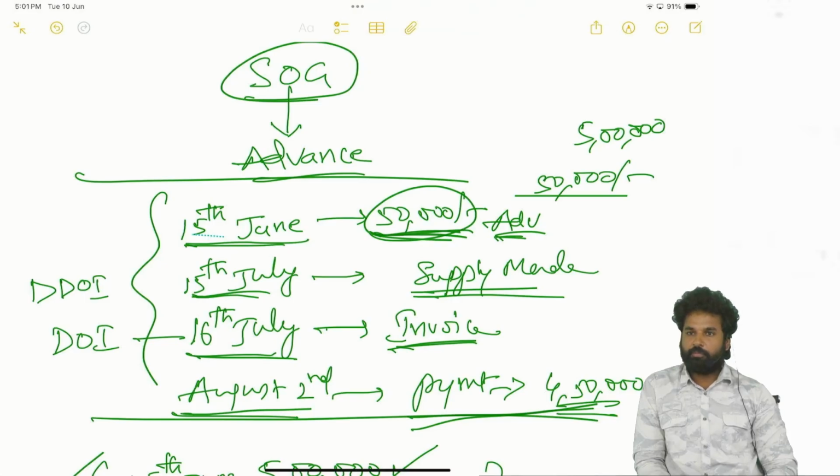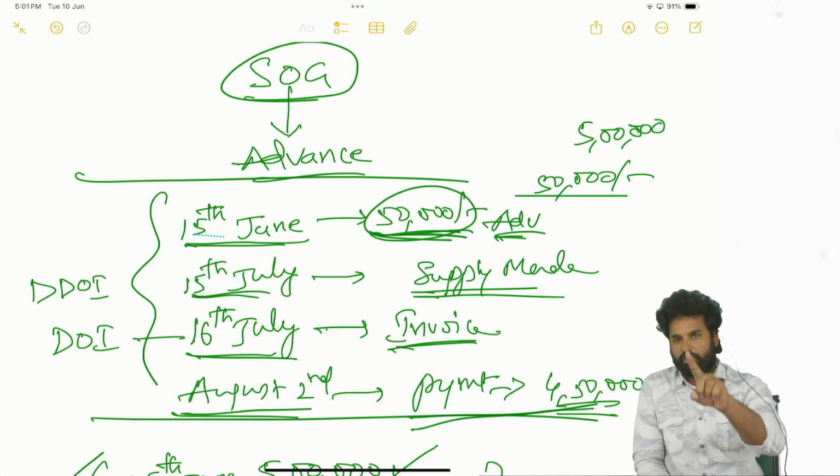15th July. Right. So with respect to 5 lakhs, 4,50,000 or 50,000? 5 lakhs. Okay. The entire 5 lakhs has to be considered once only. So even though you are receiving 50,000 in advance, that need not be considered.